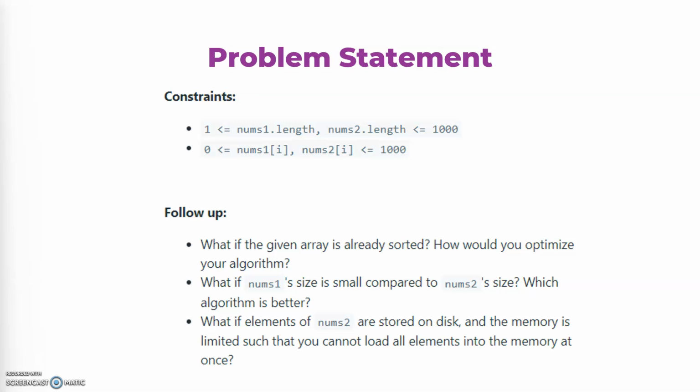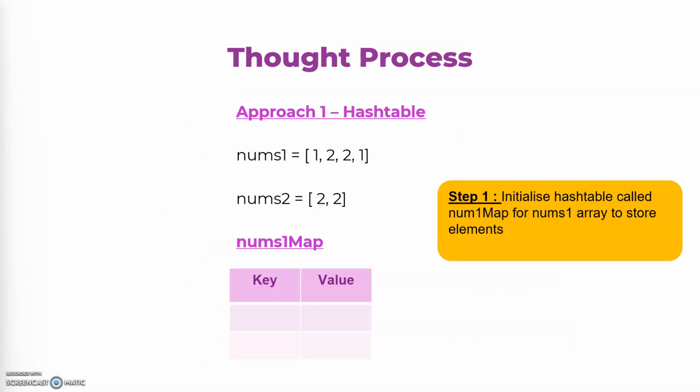So this is the constraint. The constraint is the length of both arrays is between 1 and 1000 inclusive, and their value is between 0 and 1000. And we've got this follow-up questions, but in this approach, I'm not going to solve this problem using the optimized approach. For that, I'll make a separate video and then I'll put the link below in the description. So let's start with this approach.